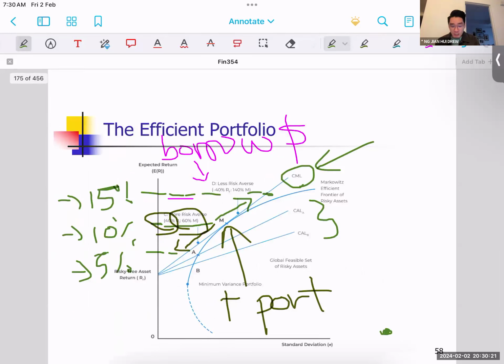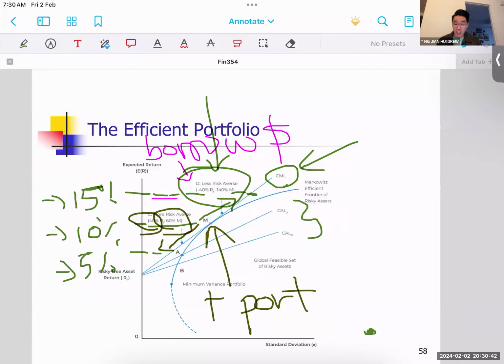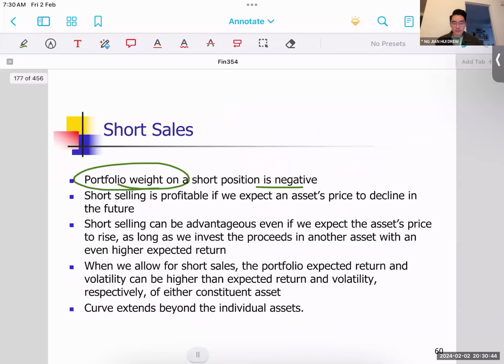When you take a negative position, isn't it the same thing as borrowing money? That's why I say it's an implied loan. When you take a short position, it's an implied loan because you're taking a negative position as well, right? And remember, we mentioned that this negative weight is borrowing money from the bank. So technically, taking a negative position is borrowing money. You're leveraging up. Okay. And of course, you expect the stock to go down.